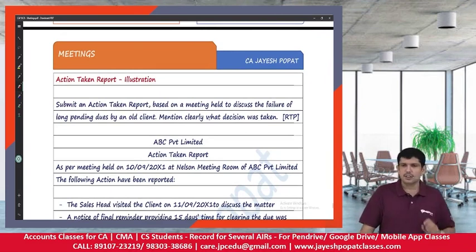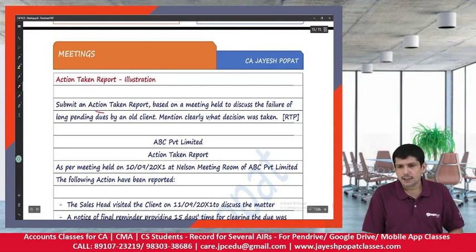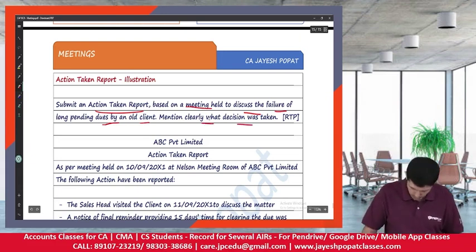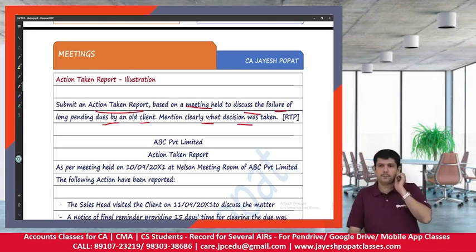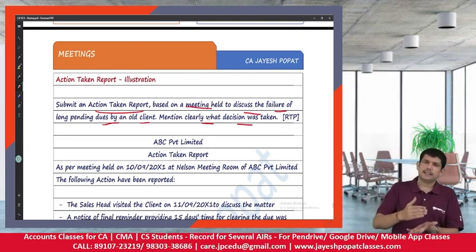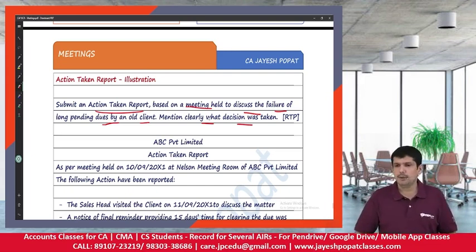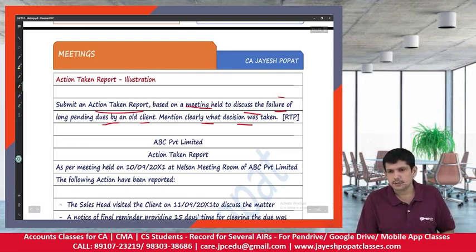Finally, we'll come to the illustration of the action taken report. Let's read the topic. It says submit an action taken report based on a meeting held to discuss the failure of long pending dues by an old customer. Mention clearly what decision was taken. So in this case, what we need to do is make the action taken report of a meeting which took place. What was the meeting about? Discussing the failure to recover long pending dues from an old client.